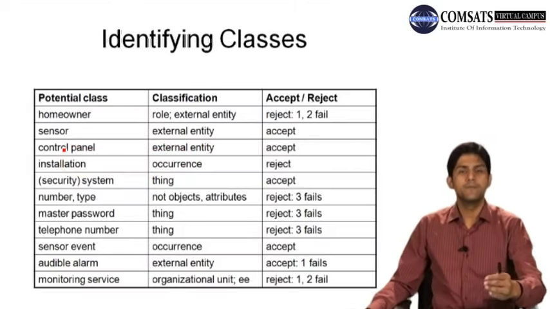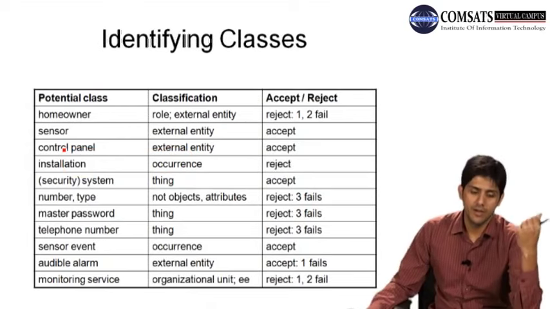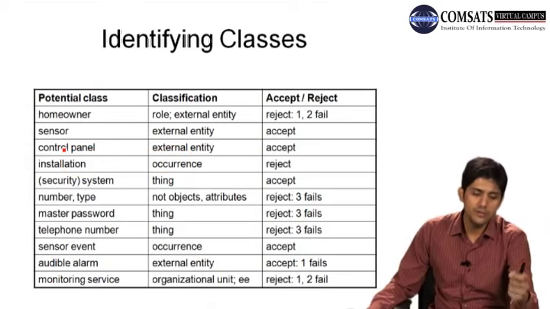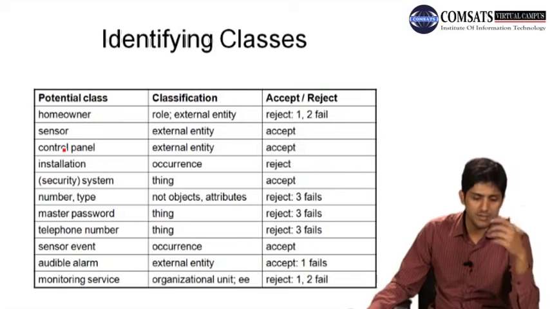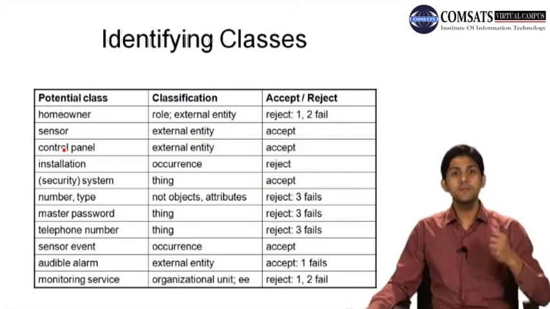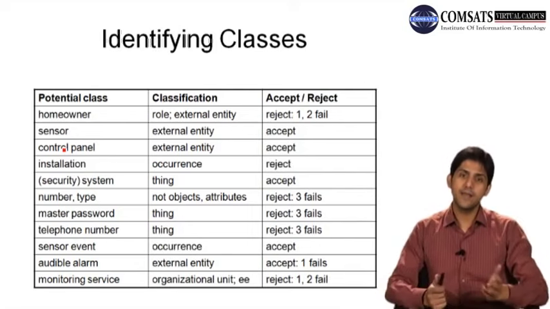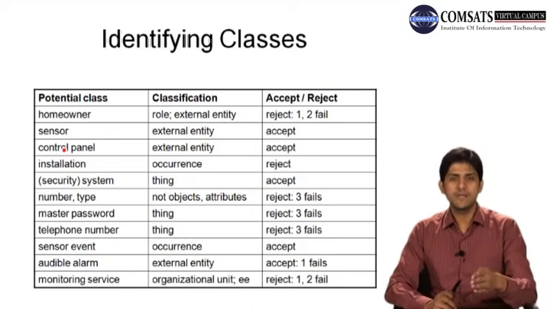So these were the potential classes that we identified in the text that we just read. We had homeowner, sensor, control panel, installation, security system, number, type, master password, telephone number, sensor event, audible alarm. So these were the different potential classes that we identified, and you can see how we have classified them.